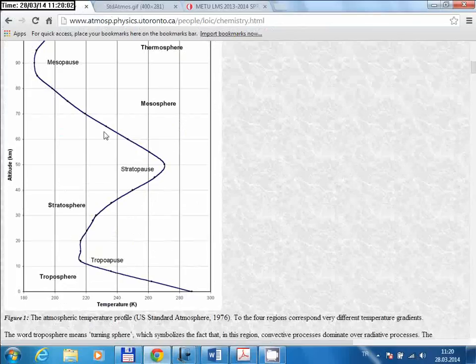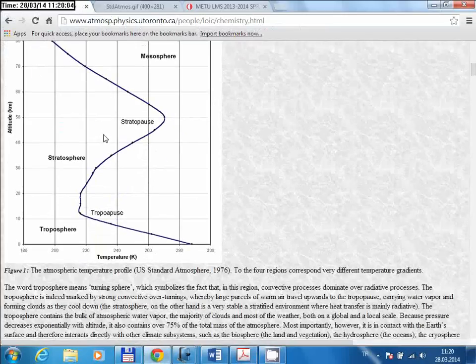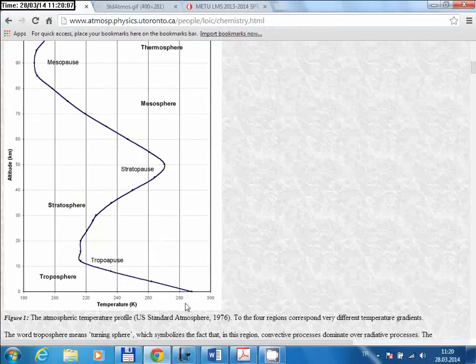So this is the same graph showing the variation of the temperature with altitude. According to this website, this is the US standard atmosphere data from 1976.